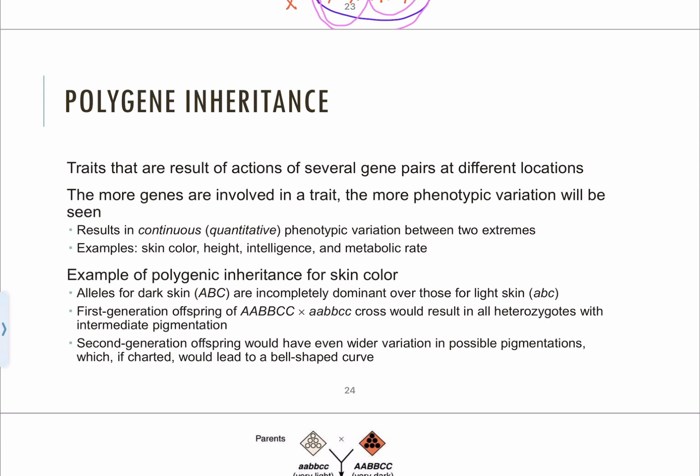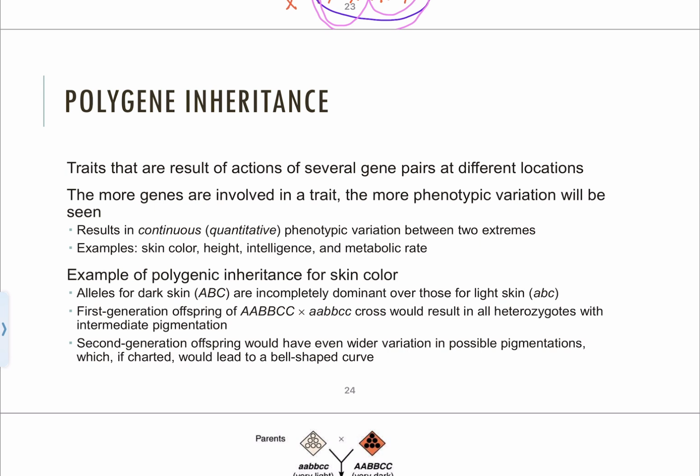So what's going to happen is that we get what we refer to as phenotypic variation. Typically, this is going to be a continuous or quantitative variation between two extremes. Examples of things that are inherited this way are skin color, a continuous variation between two extremes of very, very pale skin to very, very dark skin. Another one is height, our intelligence, and our metabolic weight. So understand those four things and how they are inherited this way.